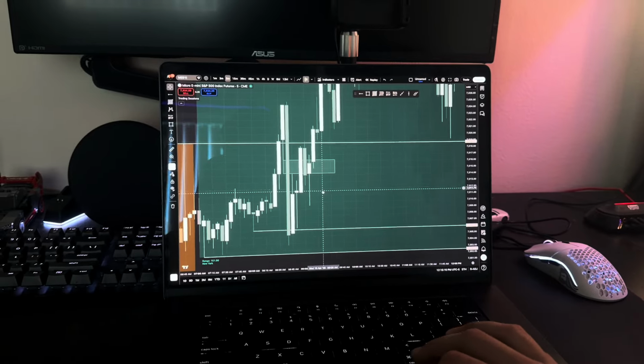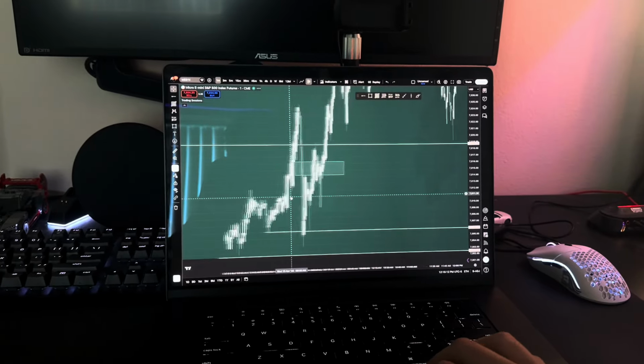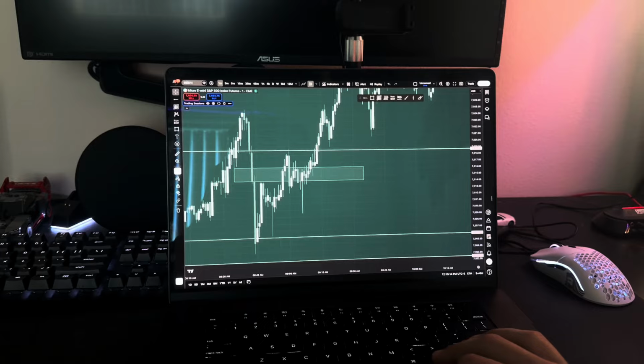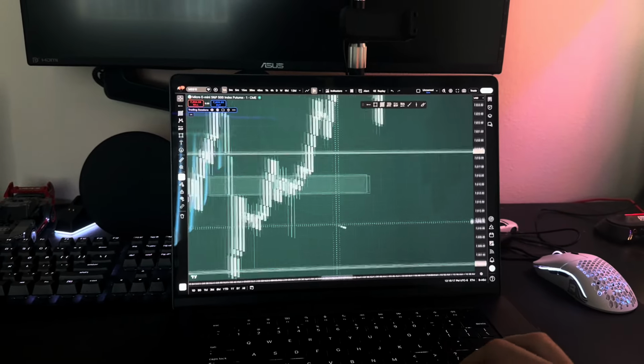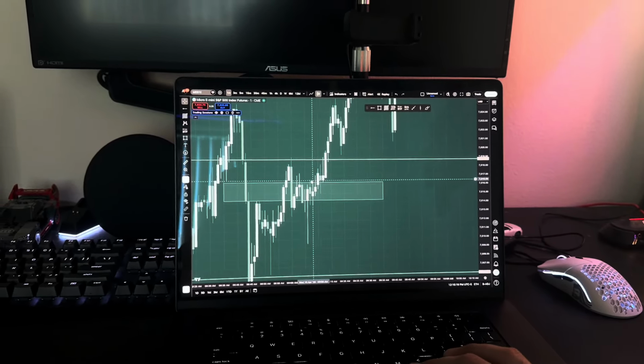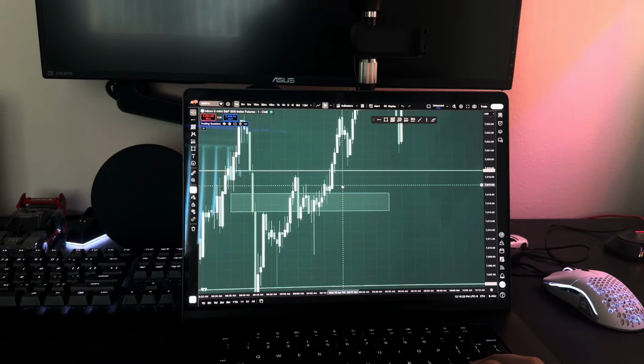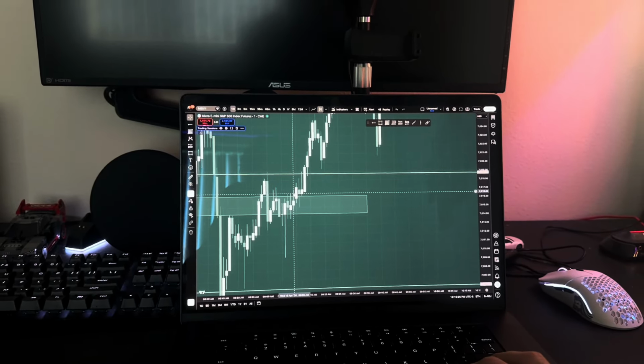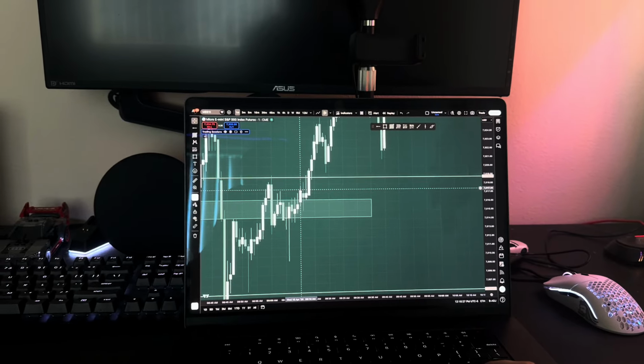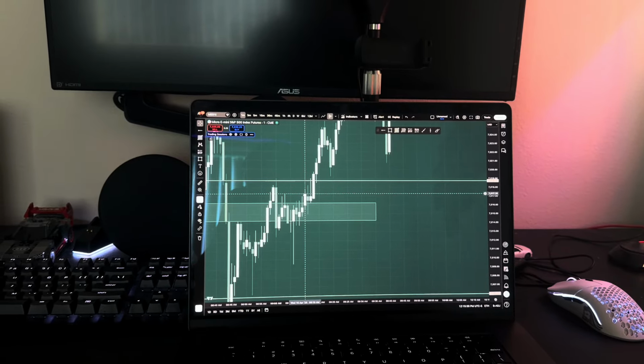So we came into equilibrium, and now we're just waiting for the 1 minute break of structure after we got that tap in. And we did get a break of structure here, as you can see. I think this is, where did I enter? Yeah, so we got a break of structure right here, as you can see.